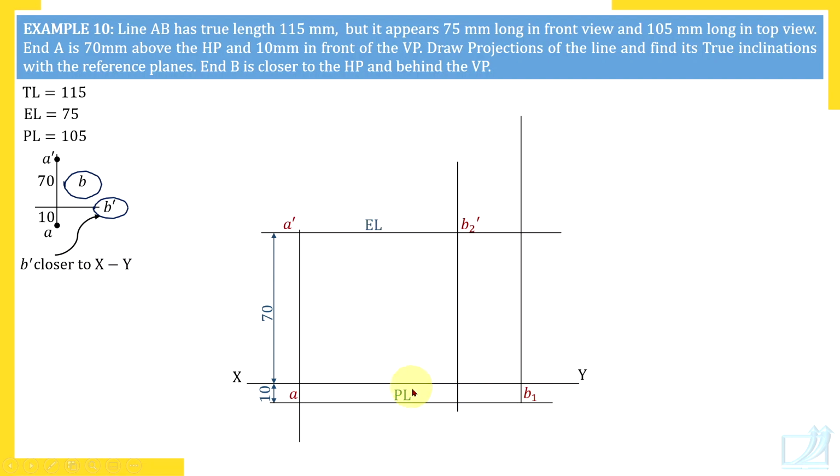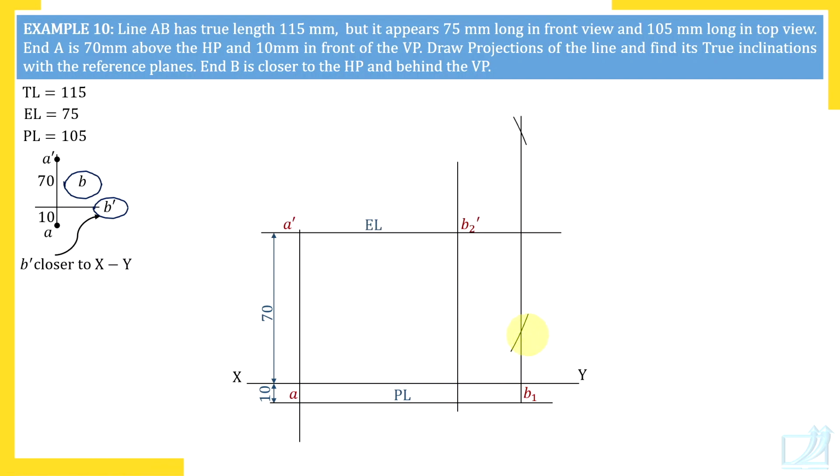So when EL and PL are not available for rotation, then you should use true length. Which view has a true length? A dash B1 dash, and we know that on this line somewhere B1 dash is. So take true length in compass. I have taken it in compass, and from A dash I'll cut this line. This is the line on which B1 dash is. So here.